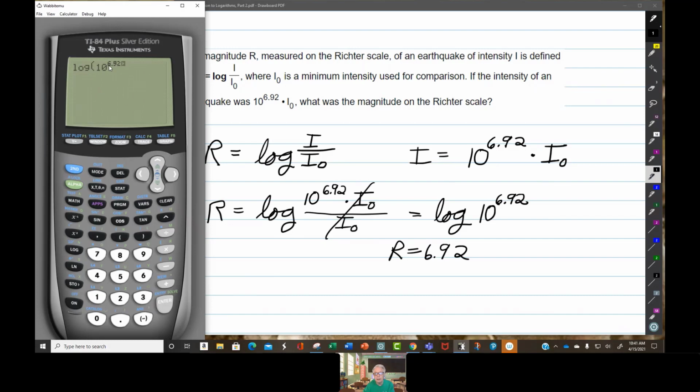If you have parentheses with that, you need to close the parentheses. As it is, I need to close this big parenthesis. So I hit the right arrow key to come down, and then I close my parenthesis, and I hit enter. 6.92. Okay, 6.92 is the magnitude.